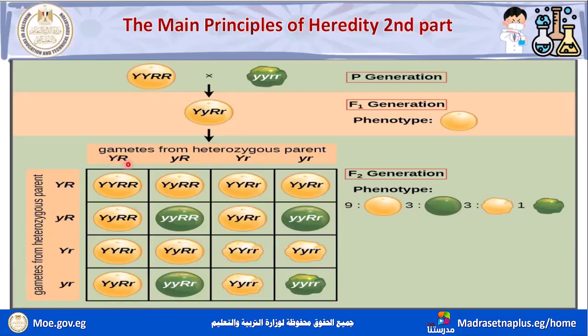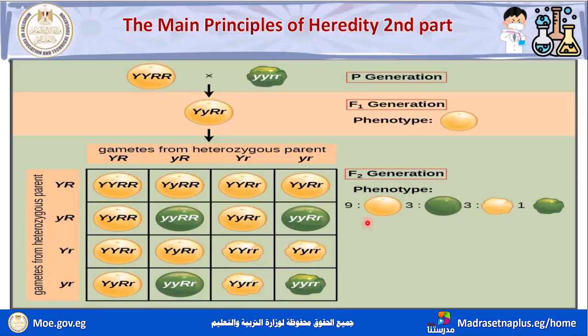According to gametes: capital Y capital R, small y capital R, capital Y small r, small y small r, and the other gametes likewise. Phenotypes are 9, 3, 3, 1. And for every trait, it's ratio 3 to 1 in the second generation.